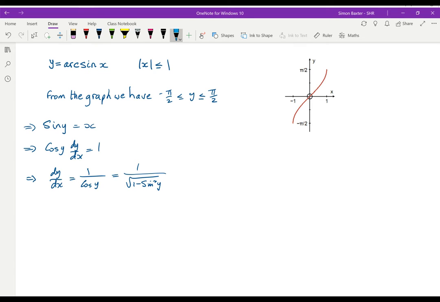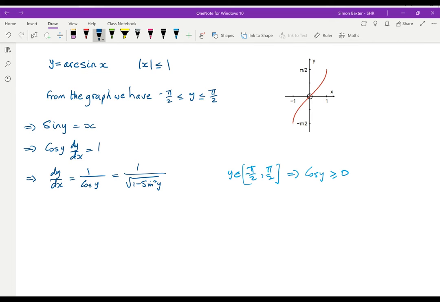And here we need to ask the question about plus or minus. Since y is in the region minus pi by 2 to pi by 2, cos y has to be non-negative. Therefore, it is quite correct to take the positive square root. Cos y cannot be negative, therefore we must be dealing with root 1 minus sine squared. At the extremities, plus or minus pi by 2, sine y is 1, this becomes infinite, but at the extremities you can see the gradient is infinite, so that's fine.